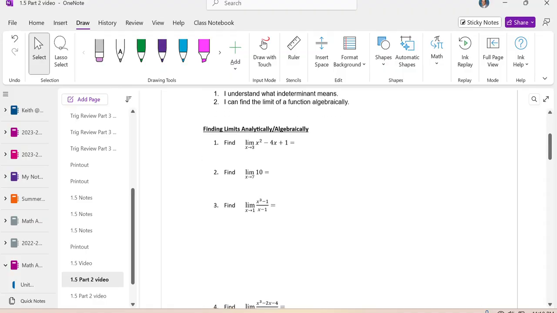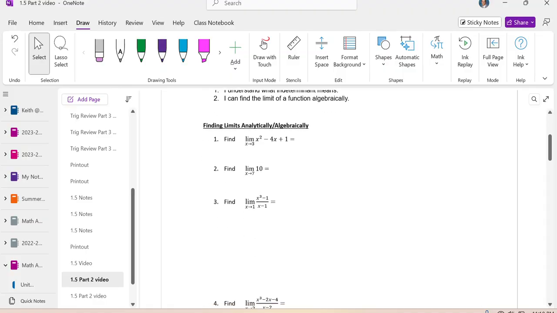All right, so basically, whenever you're evaluating a limit analytically, you're just going to substitute in the number. So for example, if you're finding the limit as x approaches 3 of this function, you are just going to put the 3 in, substitute the 3 in, and so you would get 9 minus 12 plus 1, so negative 3 plus 1, which is negative 2. The limit as x approaches 7 of 10, well, since 10 is a constant, it is just 10. There's nothing to substitute the 7 in.